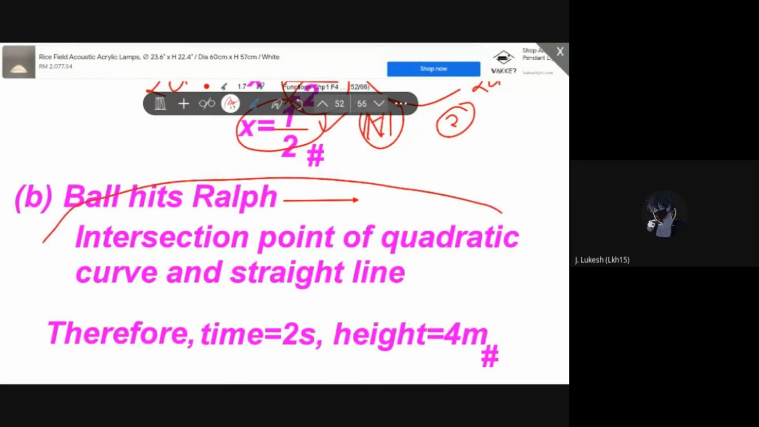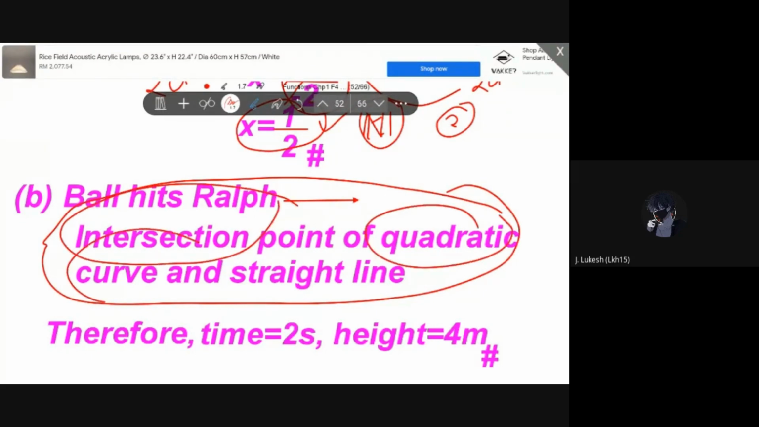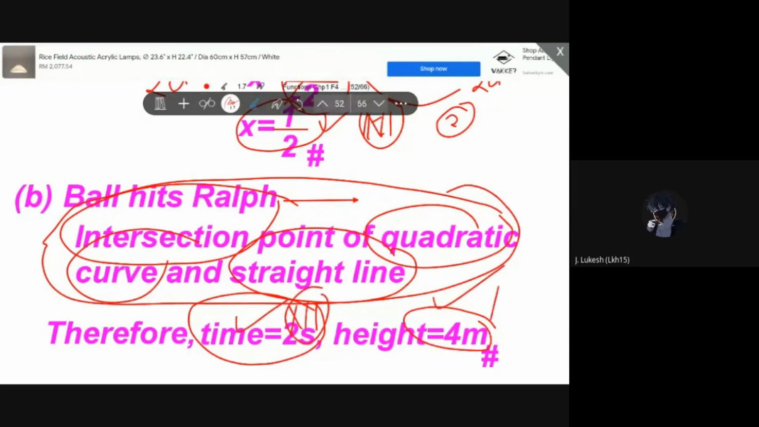So, how you answer is, if you want to explain to the examiner how you get this answer, kamu boleh tulis macam ni. When the bola hits the valve, itu adalah titik persilangan antara persamaan kuadratik dengan garis lurus. Itu akan memberi satu gambaran kepada examiner, kamu faham apa kamu buat. So, therefore, kamu boleh conclude. Time is 2 seconds, height is 4 meters. Kalau kamu tulis sini 1 markah, kamu tulis sini juga 1 markah. So, 2 markah. Okay? Can faham?